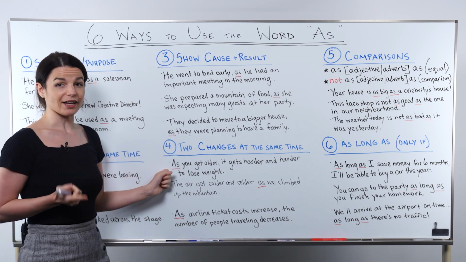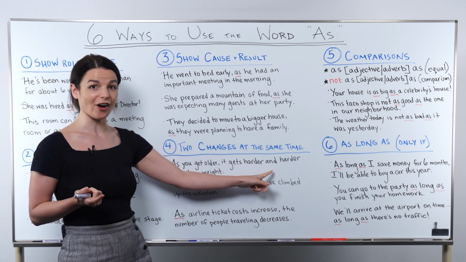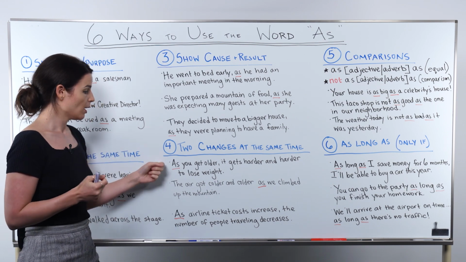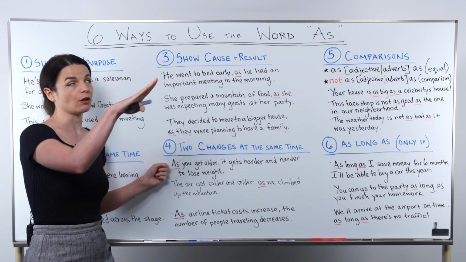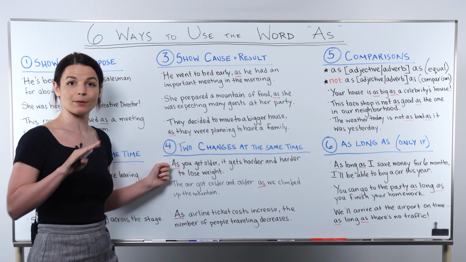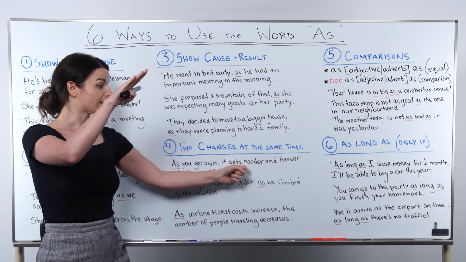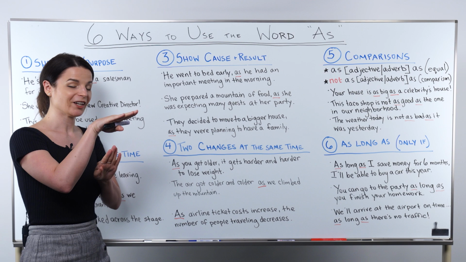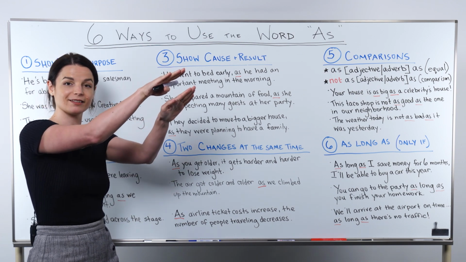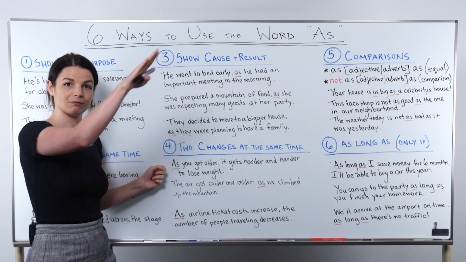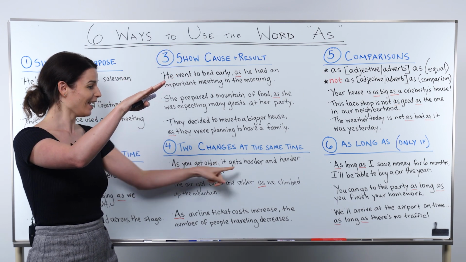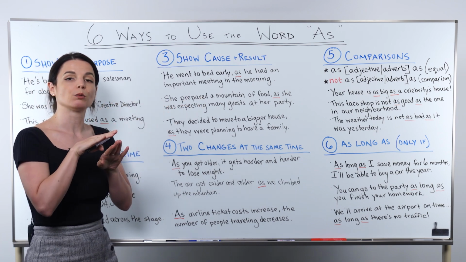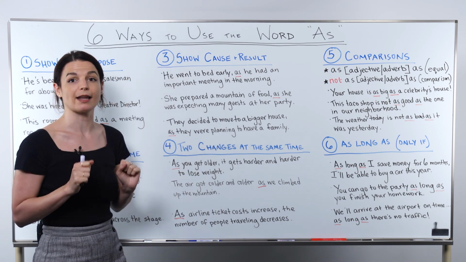First one, as you get older, it gets harder and harder to lose weight. So this is expressing as you get older, so as your age increases. We are talking about one change here. And then it gets harder and harder. So it gets more and more difficult. It becomes more and more difficult to lose weight. So the difficulty increases. We're talking about one point, increasing in age as you get older, and the other thing, getting more and more difficult to lose weight. So we're expressing two changes happening at the same time.